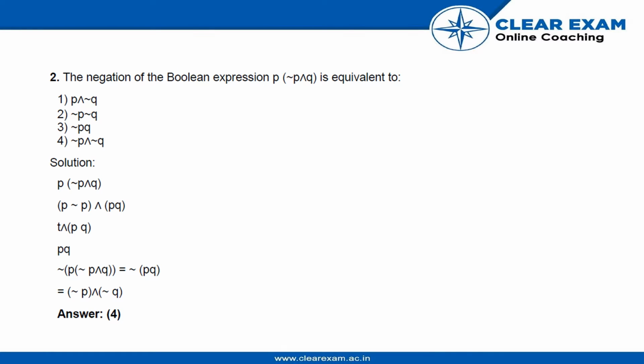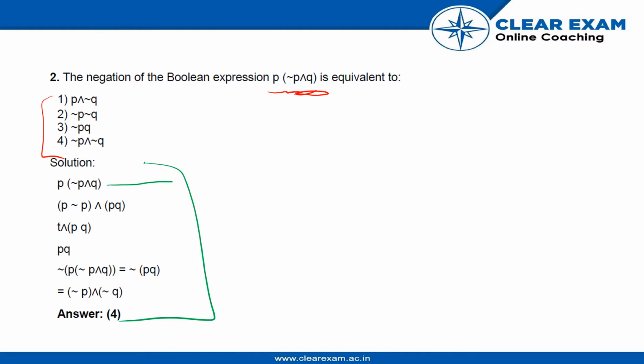Hello everyone. So today's question is: the negation of the Boolean expression P ∨ (¬P ∧ Q) is basically equivalent to which of these four options? We have to choose one. The solution is also given to us on the same page, as you can all see, and I will be explaining this.